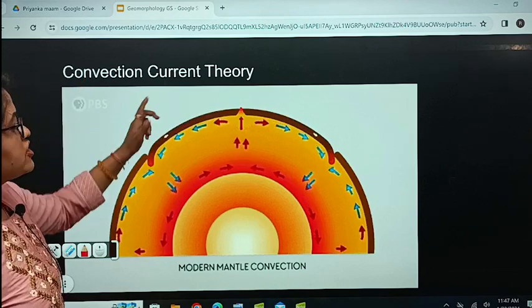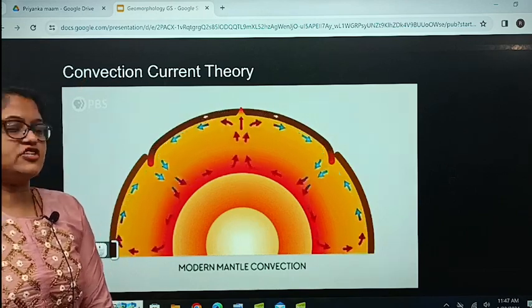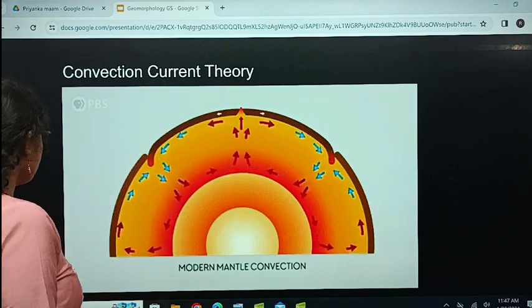So from the convection current, we could understand that this is because of the convection currents. So where do we see the proof of this? First of all, what happens?